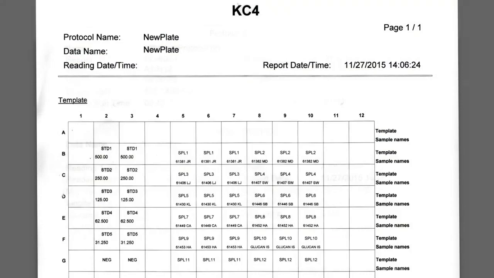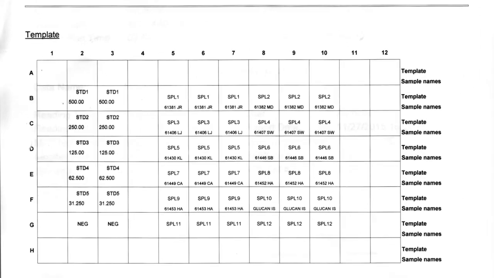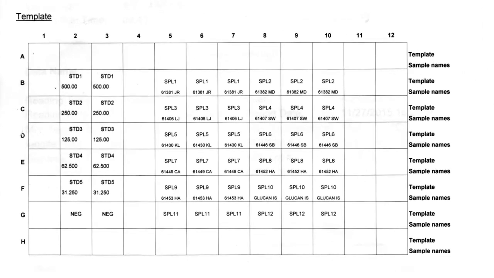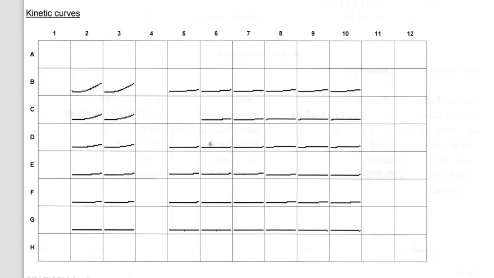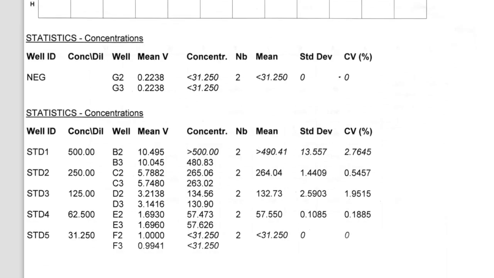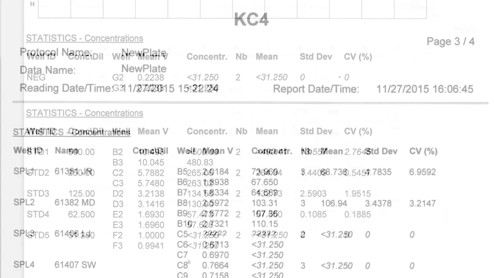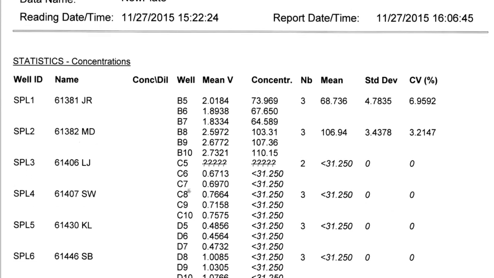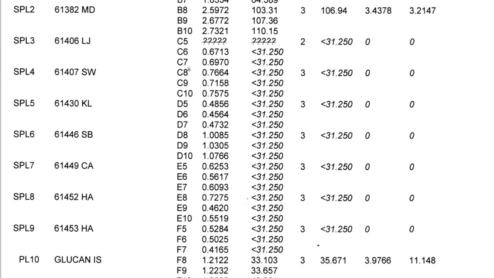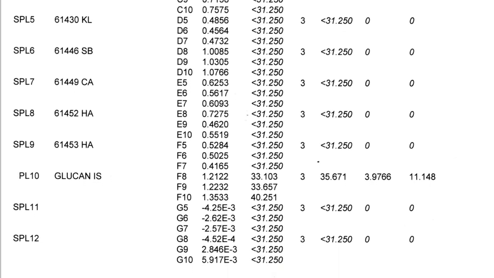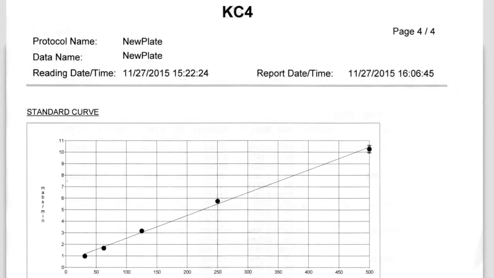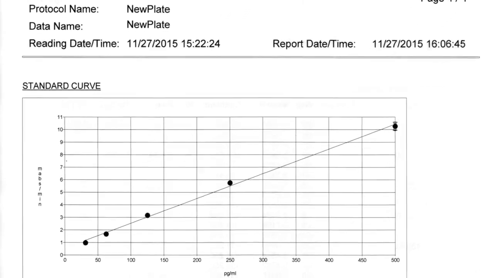Results from the glucan procedure are presented in the format shown here. This page shows the well filling pattern when this test was set up. This page shows us the concentrations that were used for preparing the standard curve. Here we can see the individual glucan concentrations for the patient samples that were run in this assay. Here we can see the standard curve, a very linear standard curve for the 5 concentrations of glucan that were incorporated into this assay.